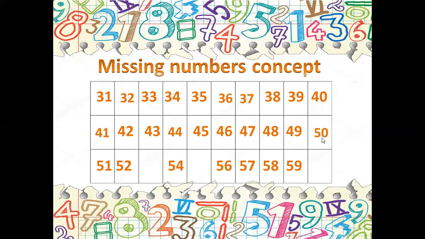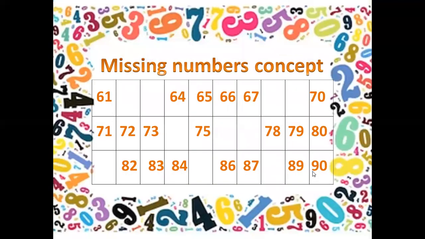50. After 50, 51, 52, and again the number is missing after 52. What will come? 53, well done. 54. Again after 54 the number is missing, and that is 55. 56, 57, 58, 59, and after 59, 60.